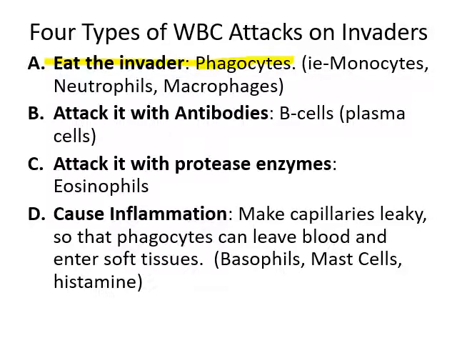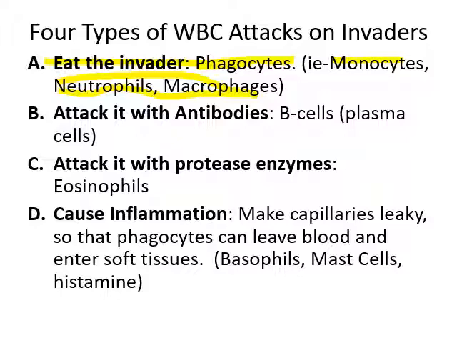Phagocytosis is the process of cells eating things. There are several different types of white blood cells that are classified as phagocytes. They are called monocytes, neutrophils, or macrophages. They are all phagocytes, and they're given different names mainly because you find them in different parts of the body. But on the final exam, I could ask you to give me 3 examples of phagocytic cells.